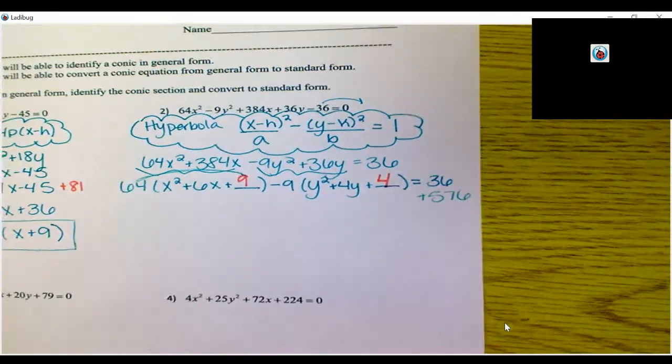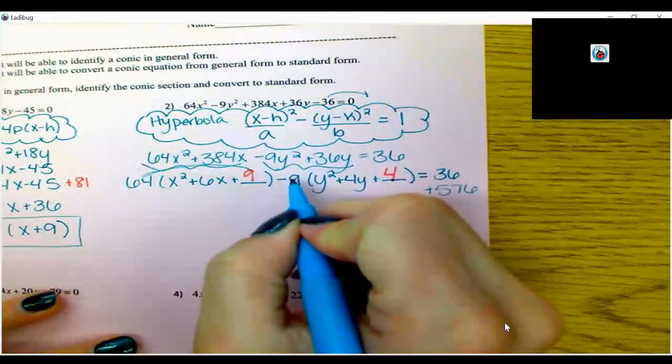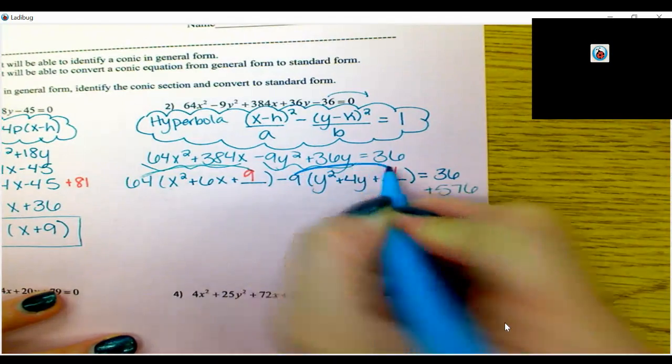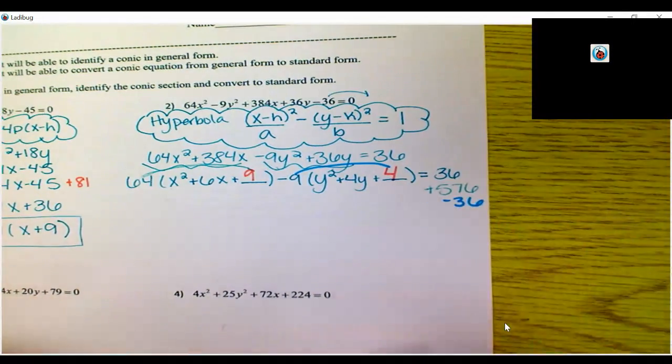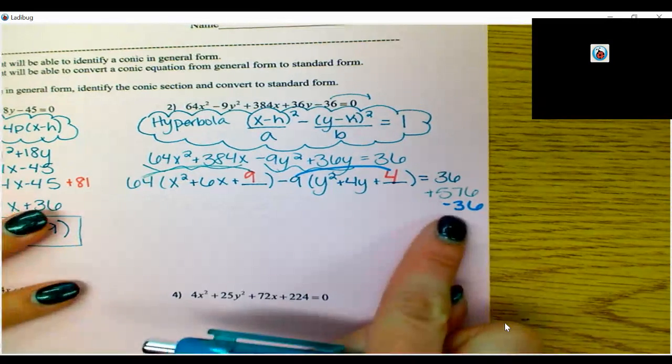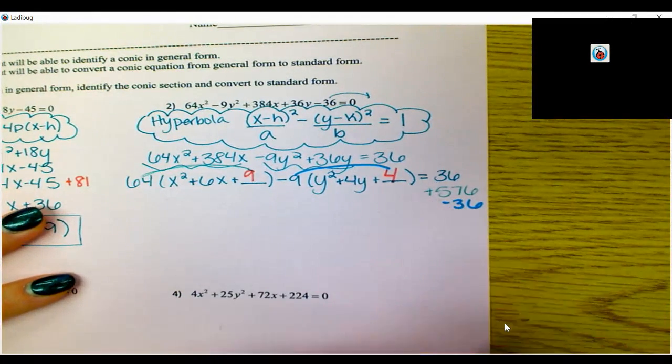And then the same thing is true with this other one here. I've got negative 9 times 4, which is negative 36. So over here, I'm taking away 36. So you really have to pay attention to your positives and negatives when you get to this step, and make sure you remember to add the correct values over here.